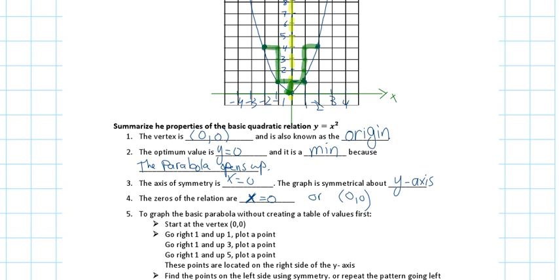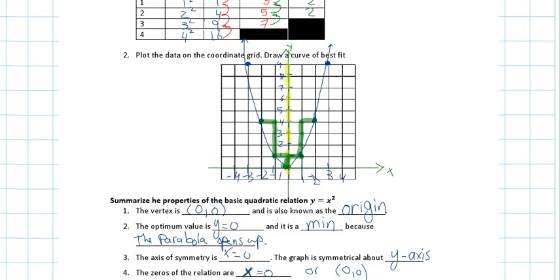How about the next point? How much do I have to go up by? 1, 2, 3, 4, 5, over 1. Okay? So the step pattern is called 1, 3, 5.